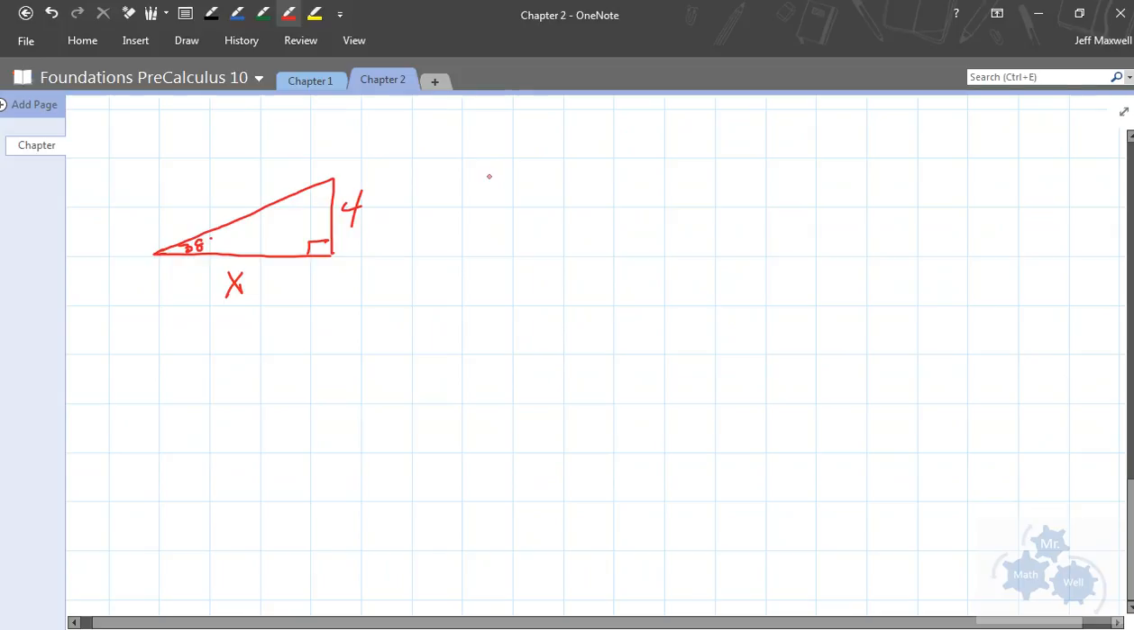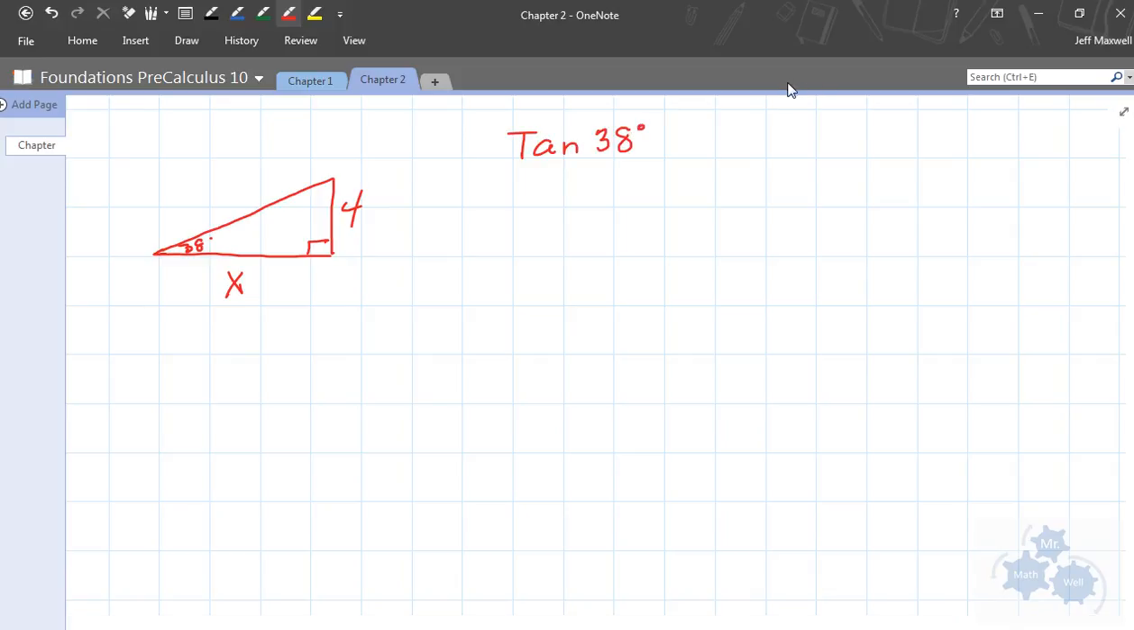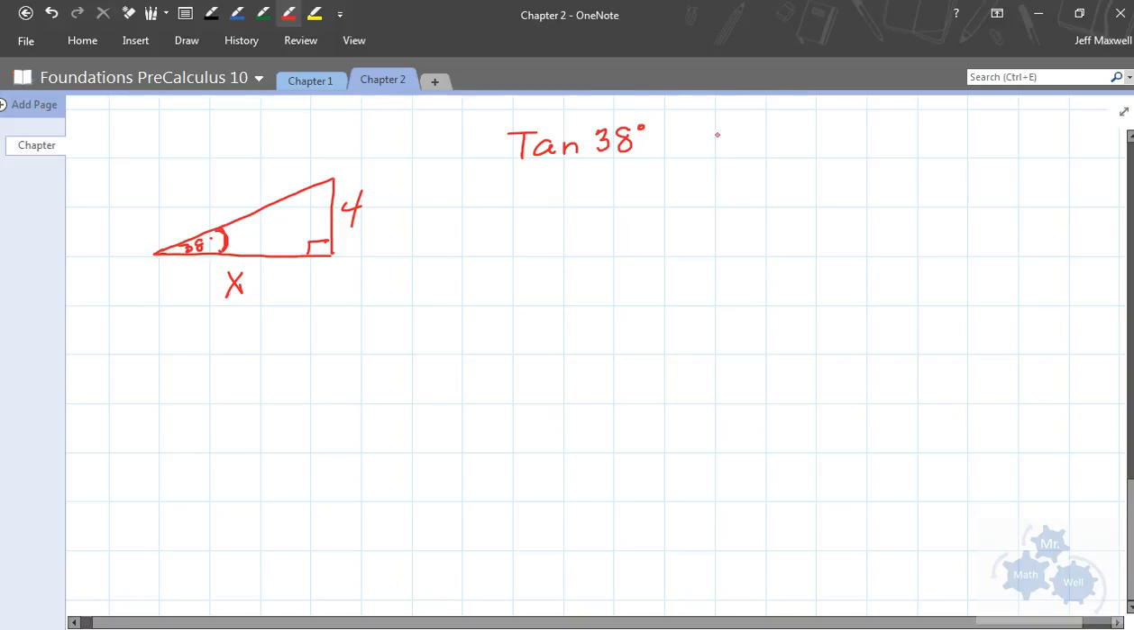So this is an example where we can use the tangent ratio to solve for an unknown side. What you have to remember is that the tan of 38 degrees, that's this angle right here, is equal to the ratio of the opposite side 4 divided by the adjacent side x. And so you can set up a very simple algebraic equation, and you can solve for the missing side. So you see how we have to solve for the unknown side x right here?